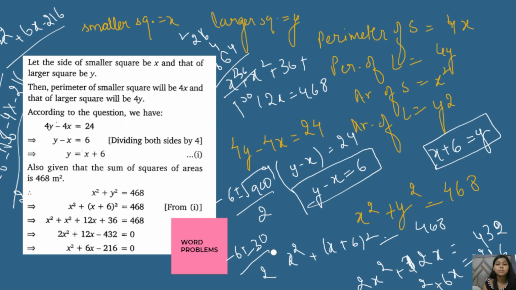So 12 units will be the side of the smaller square, and for the larger square the side will be 18 units. I hope this whole numerical is clear to you, how we can solve word problems, right? Now let's move ahead with our next word problem.